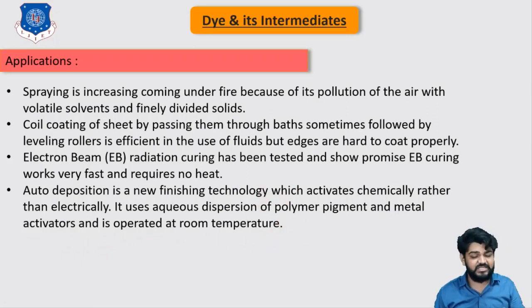And lastly, we have understood how we can manufacture paints. We have also understood what we mean by resins, and we have understood pigments and varnishes as well.